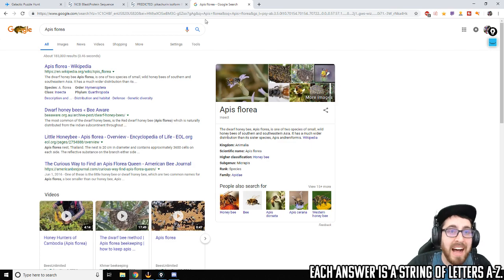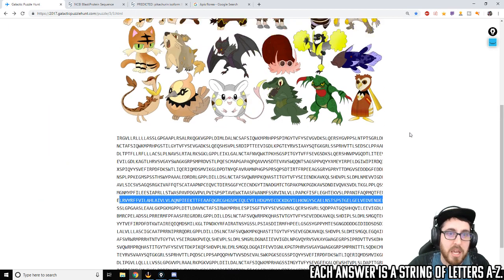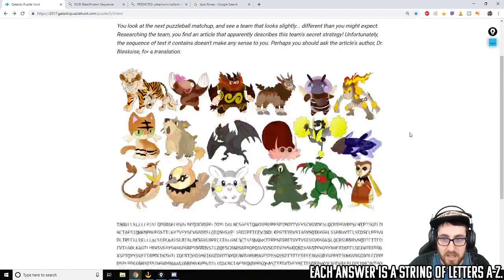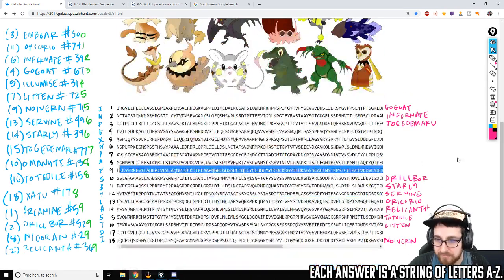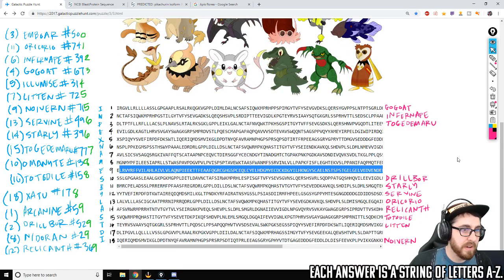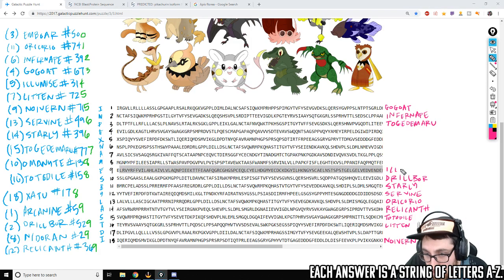The dwarf honeybee. The dwarf honeybee. Right there. Boom. Number 5. Nailed it. Dwarf honeybee is Illumise.